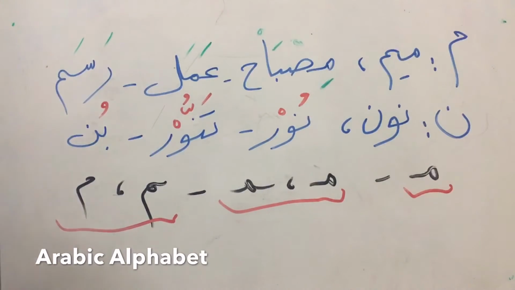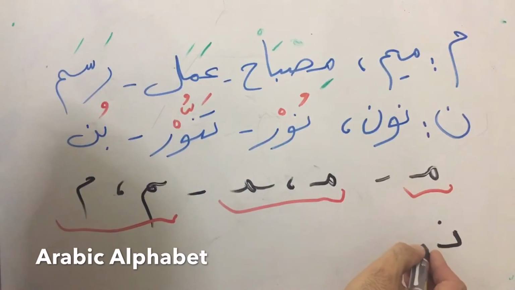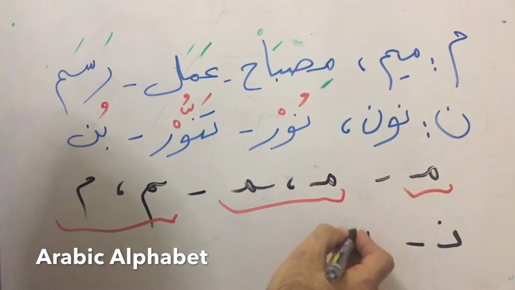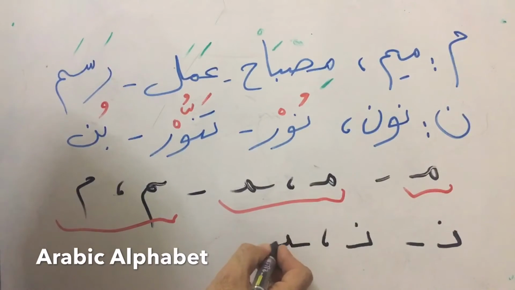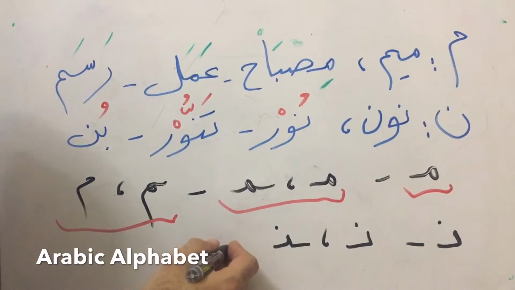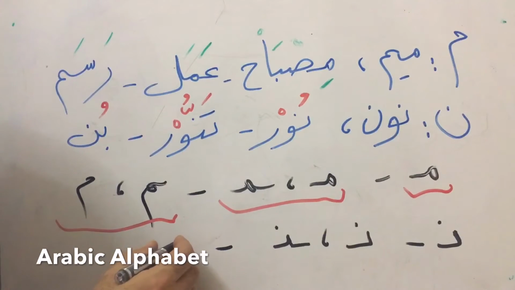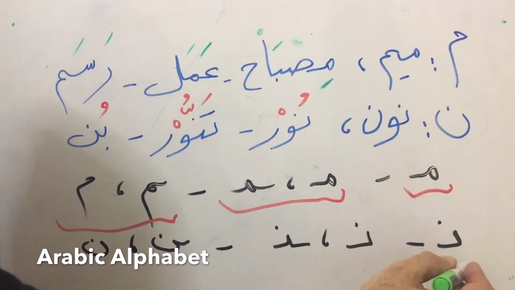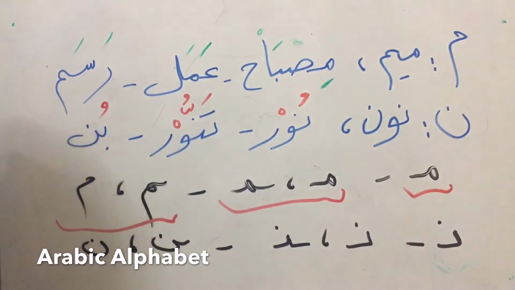For noon, noon may come like this at the beginning. It has 1 hand from here. At the middle, either it is like this, or it has 2 hands before and after, like Tannoor. At the end of the word, it is like this. It can be joined with the letter before, or it comes alone like this if it is separated from the letter before. It's also clear how we use noon at the beginning, at the middle, and at the end.